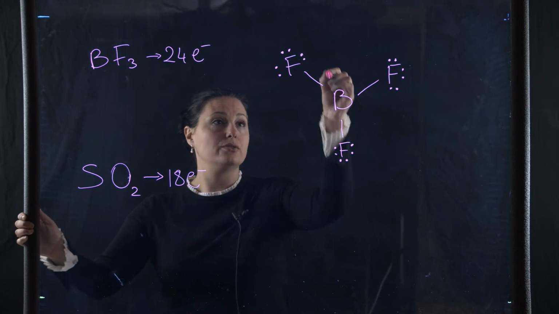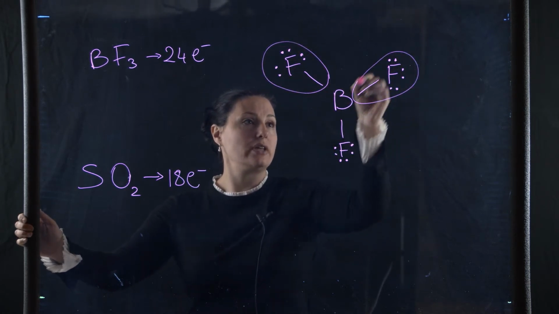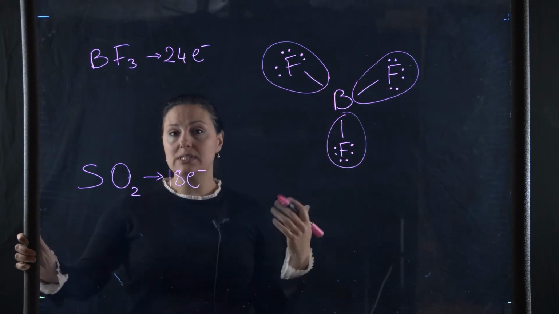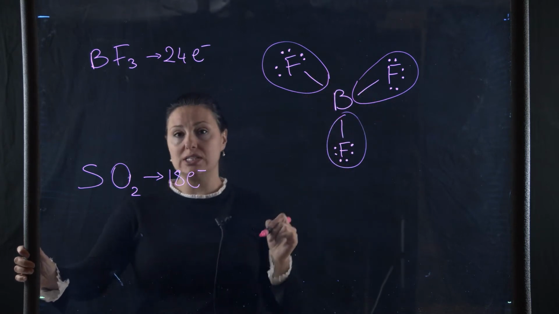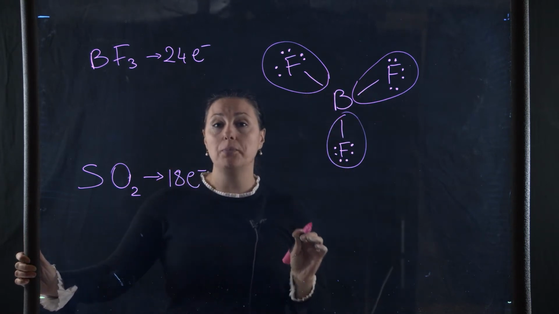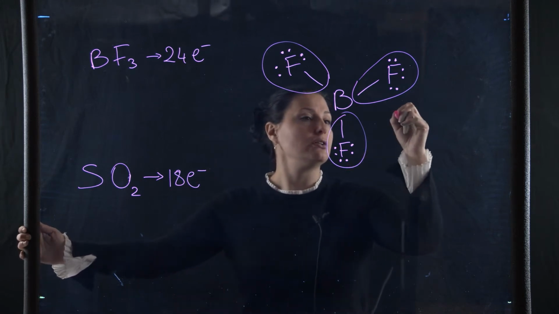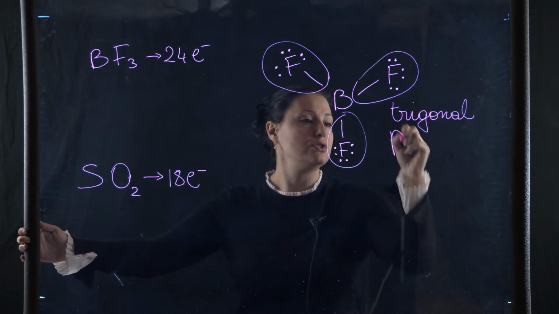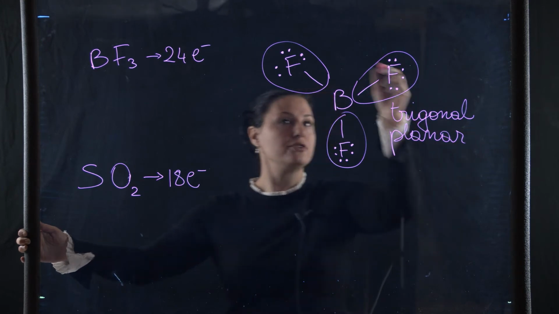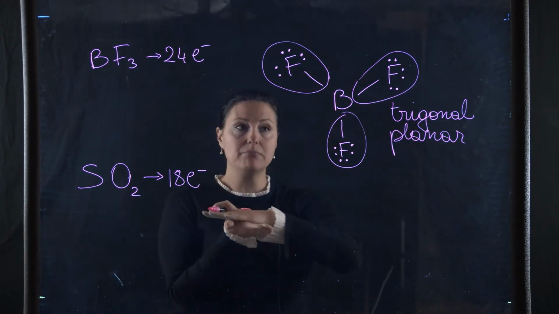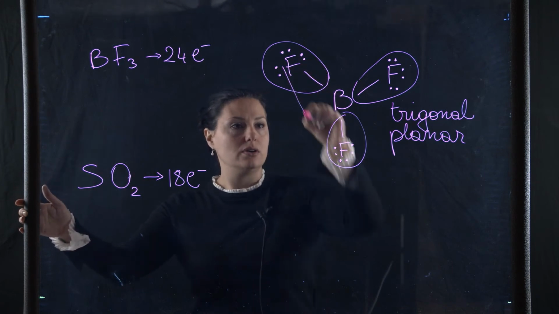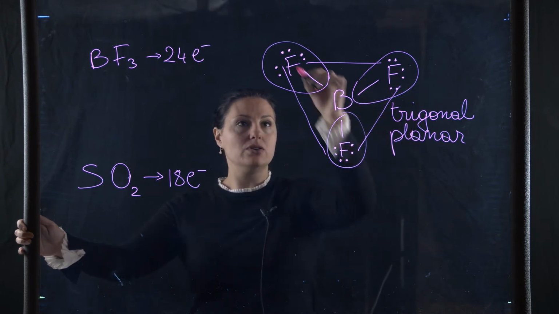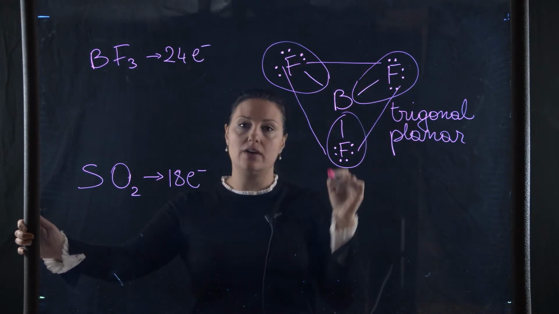Now, anytime you have three groups around the central atom, be they atoms or a lone pair and 2 atoms, it doesn't matter. Anytime you have 3 groups, just like that, that gives you an electron pair geometry of trigonal planar. So that means that all 3 of these groups are on the same plane. And if I were to draw a triangle here, the boron would be right in the middle, and these fluorines would be at the edges of the triangle.